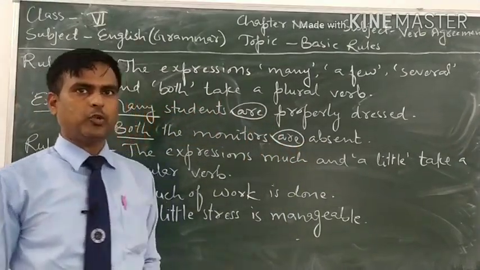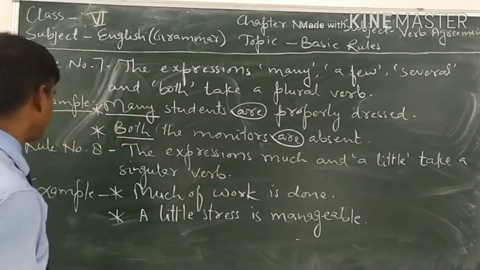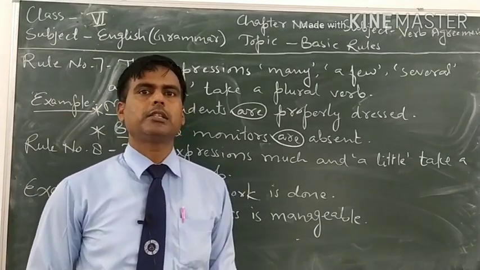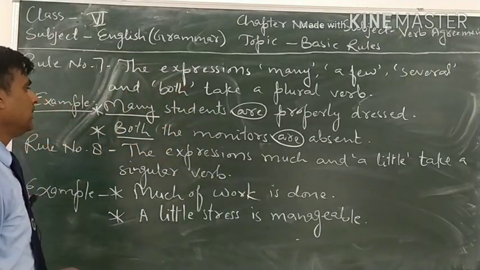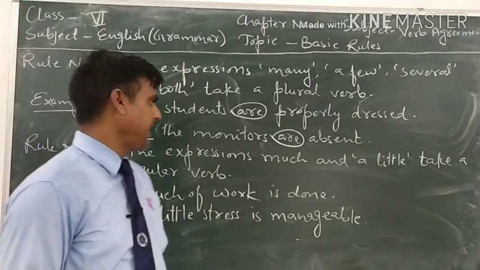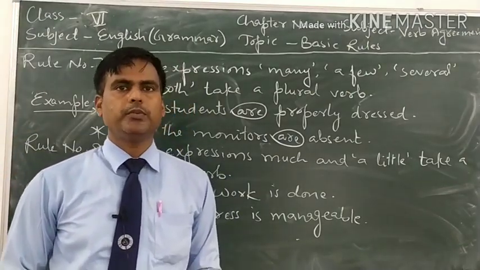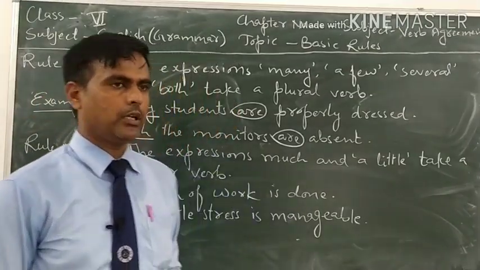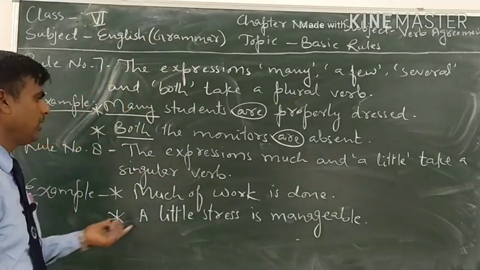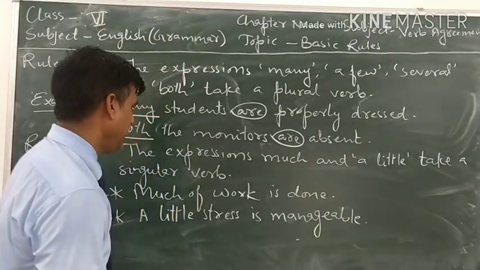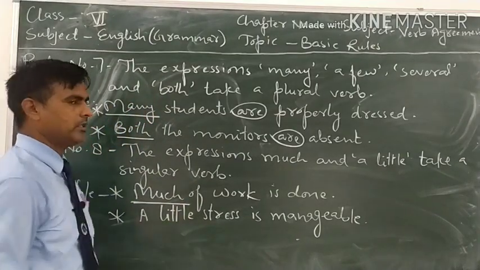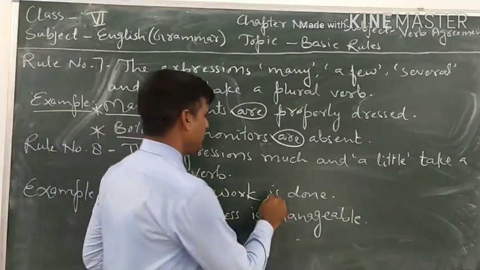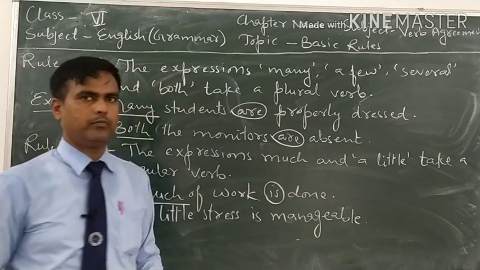Come to the next rule. The expressions much and a little take a singular verb. If in a sentence much or a little is used as the subject, use a singular verb. For example, much of work is done. In this sentence we see the word much. Because of this much, used as the subject, we will use a singular verb.